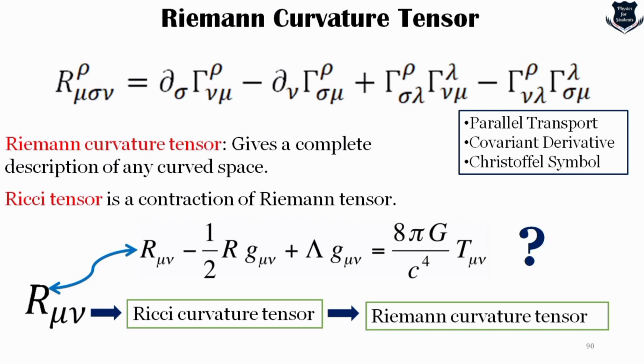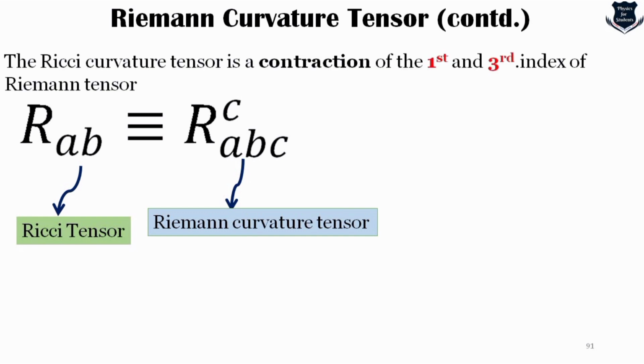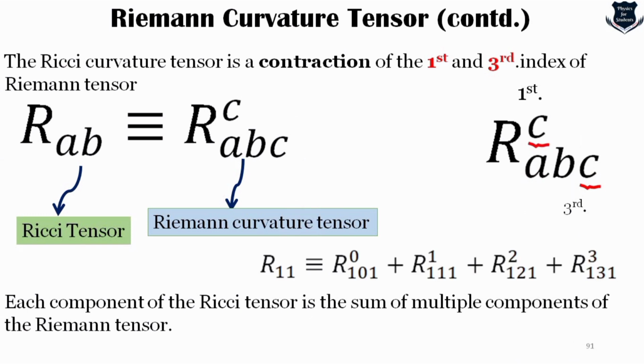That means it is hidden. The Riemann curvature tensor is already there, but it is a kind of a contraction, so we are not going to see it. Okay, so the Riemann curvature tensor, as you see, this one is the Ricci tensor, this is the Riemann curvature tensor, and Ricci curvature tensor is a contraction of the first and the third. So this is the first index, and this is the third index, and this has been contracted.